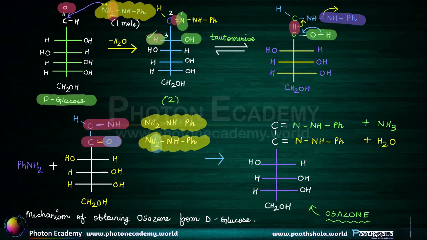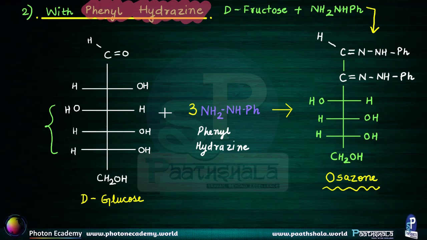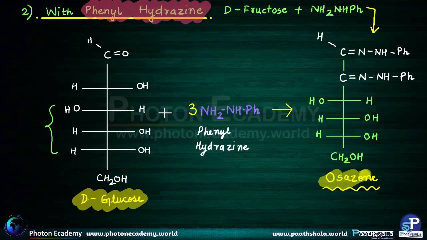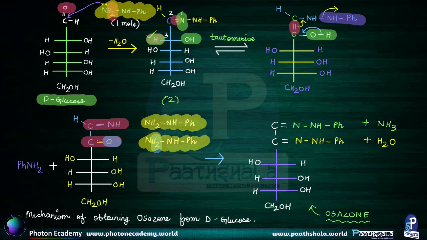So this is how we get osazone when we react 3 moles of phenyl hydrazine with D-glucose, and this is the mechanism. What we initially wrote here was that D-glucose was giving us an osazone, and now we have seen how we get this osazone from D-glucose when it reacts with 3 moles of phenyl hydrazine. So this is the mechanism which we have achieved after reacting 3 moles of phenyl hydrazine with D-glucose.